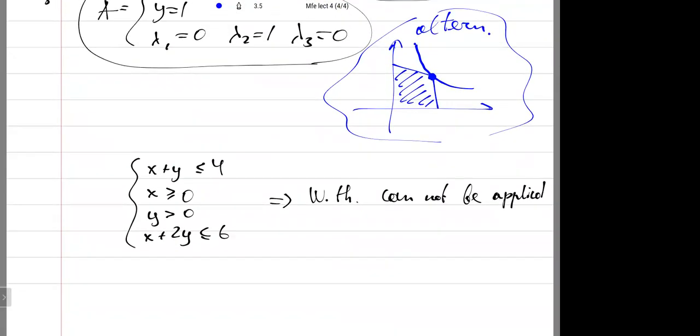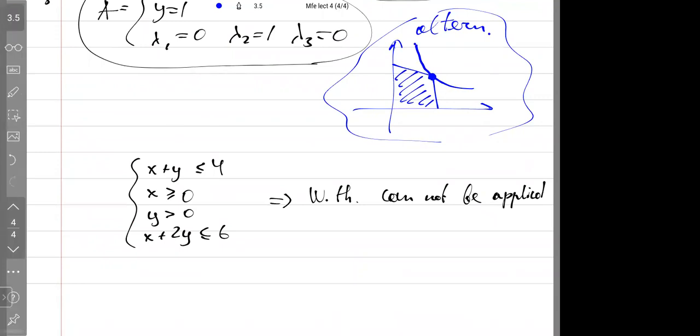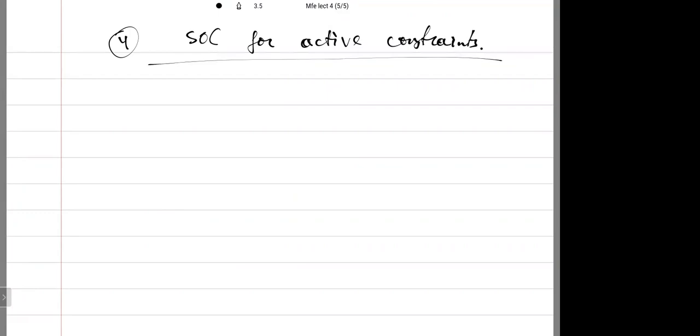Okay. So concavity we will discuss next time. And for today, now we have the fourth idea. We can use the second order condition for active constraints. Just as we used second order conditions 2 months ago, we use the same logic, but with active constraints. What is active? Active means equality constraint.